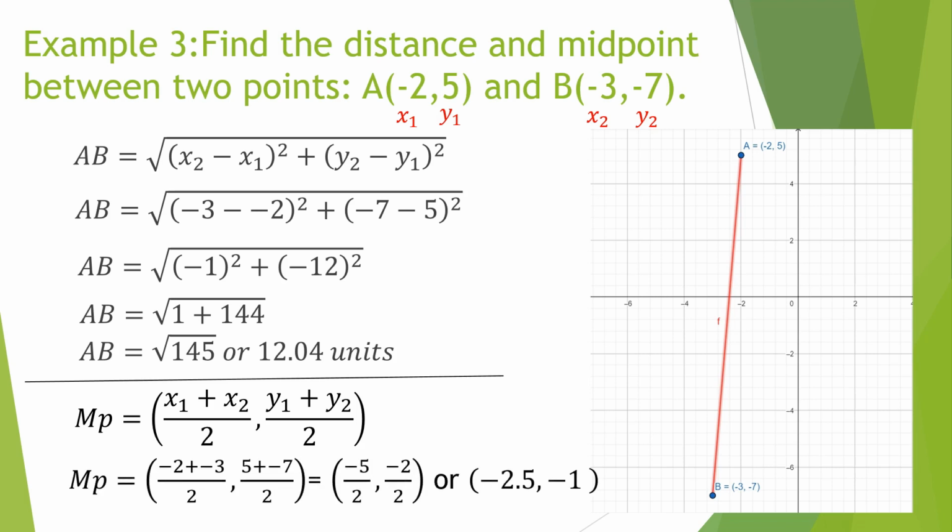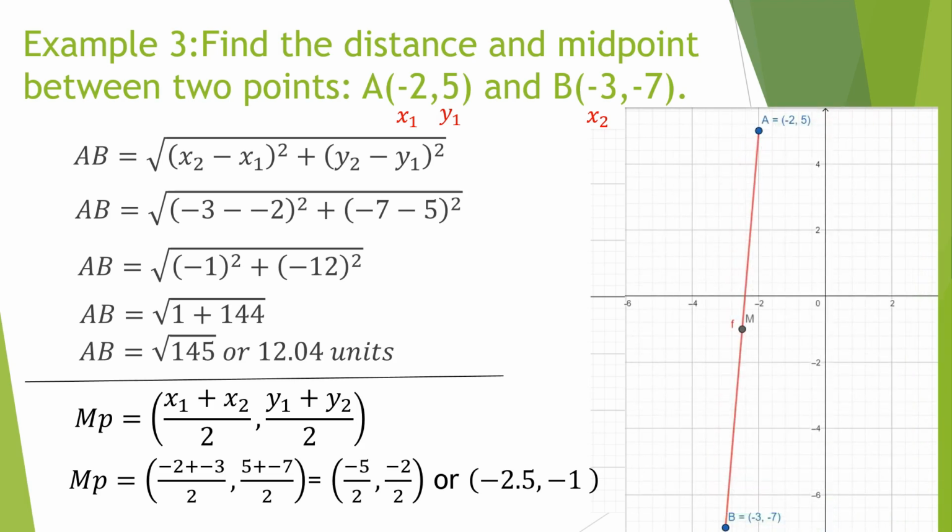So the midpoint: x sub 1 is negative 2 plus x sub 2 is negative 3, all over 2, and y sub 1 is 5 plus y sub 2 is negative 7, all over 2. What is negative 2 plus negative 3? That is negative 5 over 2, and 5 plus negative 7 is negative 2 over 2. So we simplify: negative 5 divided by 2 is negative 2.5, and negative 2 divided by 2 is negative 1. So a midpoint is an ordered pair. The midpoint divides the line segment into two equal parts. So the midpoint is negative 2.5, negative 1.